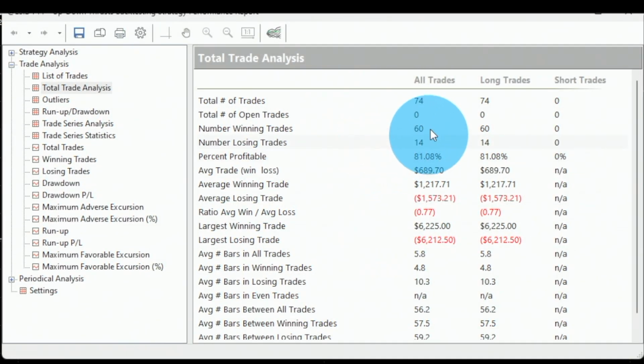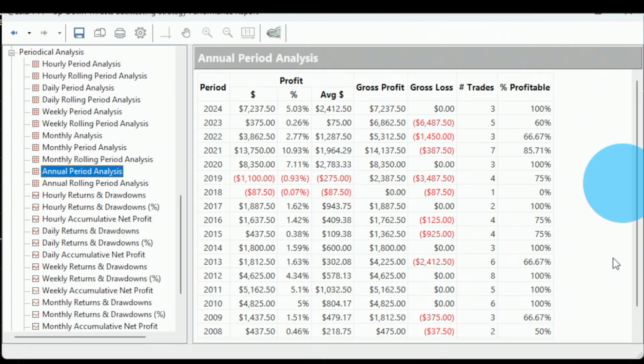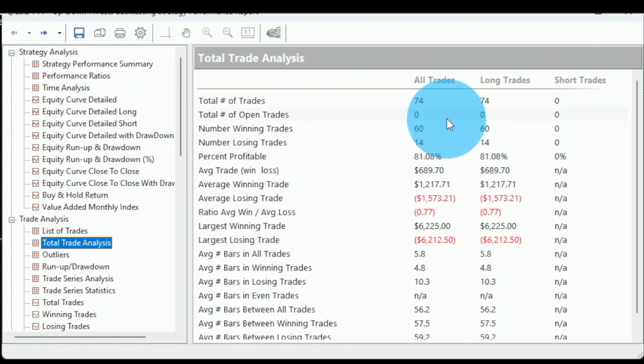So this is our strategy now. 74 trades with 81% win rate with about $690. And that is a great strategy for the S&P 500 E-mini futures. This is the equity curve. It's very smooth. We have a kind of big drawdown here. And then the annual period analysis. So far, only 2019 is a loss. I mean, 2018 is a scratch, but overall, very good performance. The only thing is the low number of trades. So 74 is definitely on the low side.